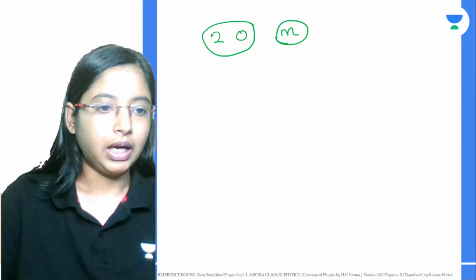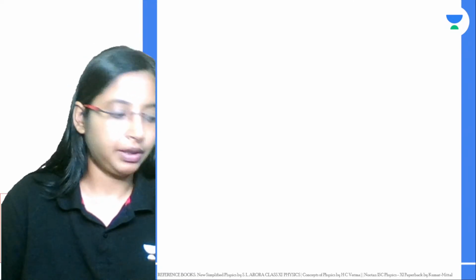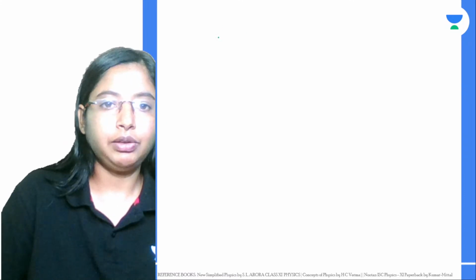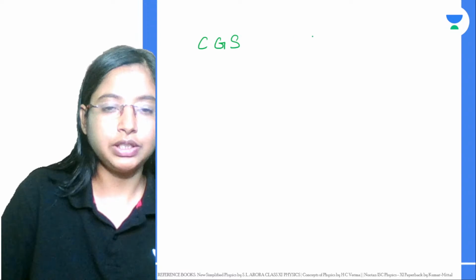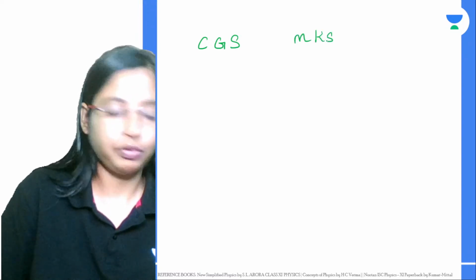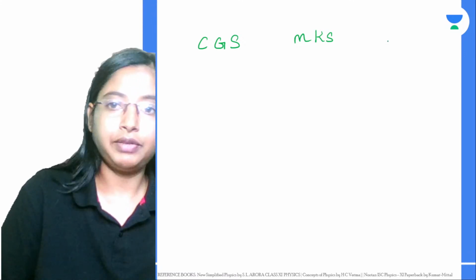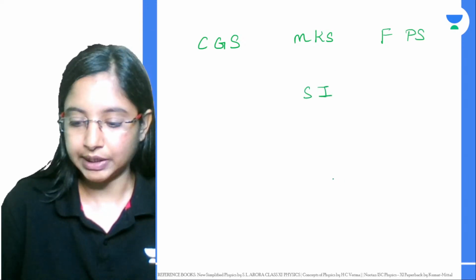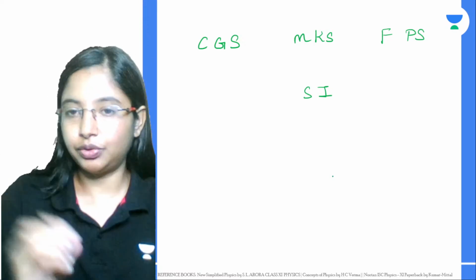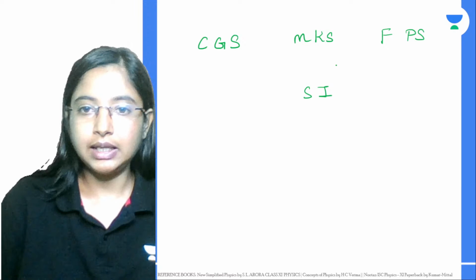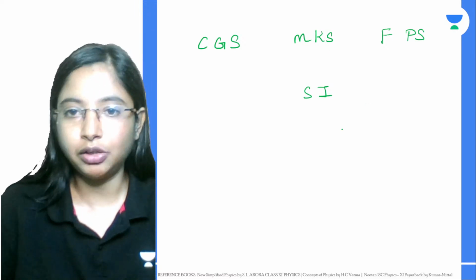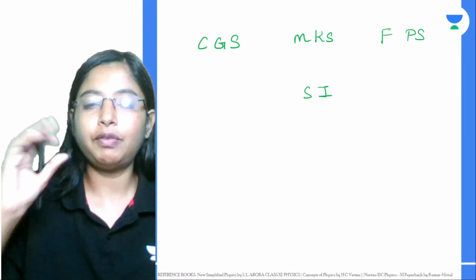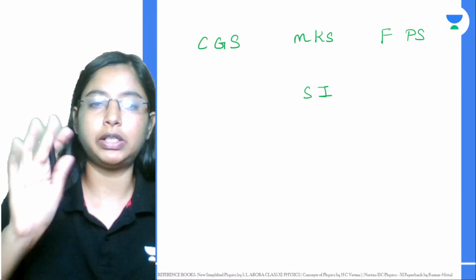Okay. Now, there are different types of systems of units. We have the CGS system of units, the MKS system of units, and the FPS system of units, and from the MKS system we have the SI system of units. Tomorrow's class, I will cover all of these units in depth. But for today's class, let's just learn what the fundamental quantities are. We will focus on one particular fundamental quantity, that is length.